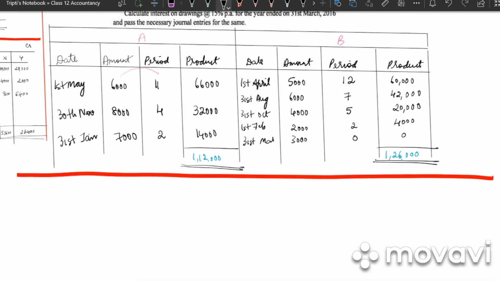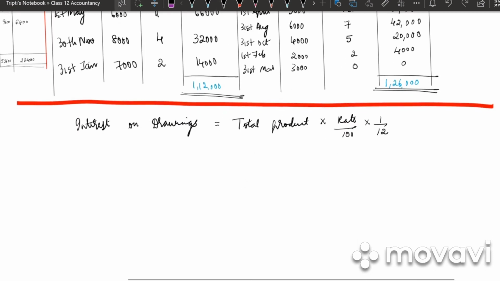Next we will calculate our interest on drawings. So write down next line. Interest on drawings is equal to total product into rate by 100 into 1 by 12. So we have A, B.